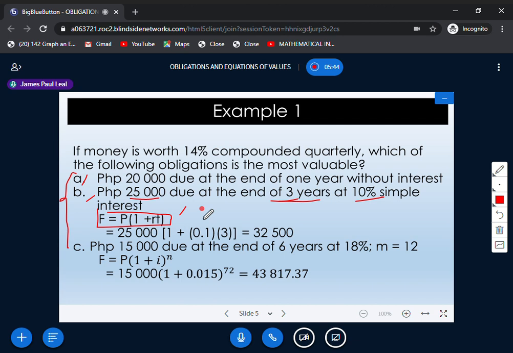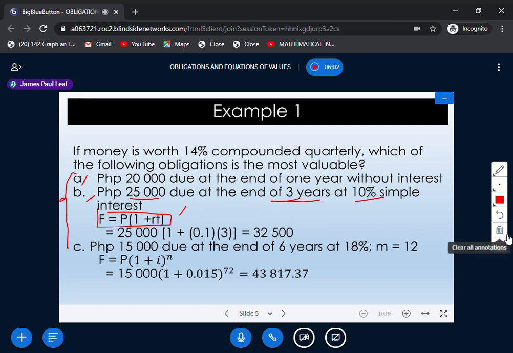So how are we going to know the most valuable obligation? The bigger or the biggest final amount must serve as the most valuable obligation. So we are actually looking for the bigger or the biggest final amount.